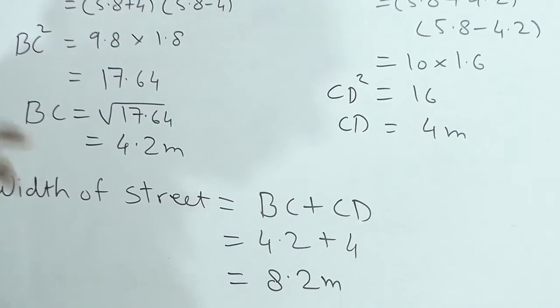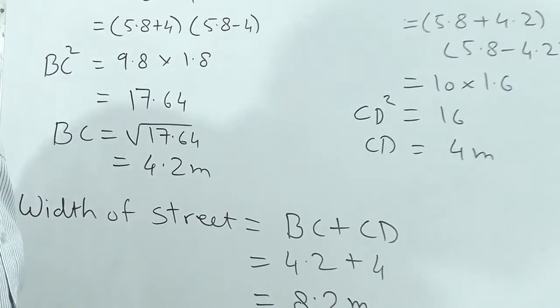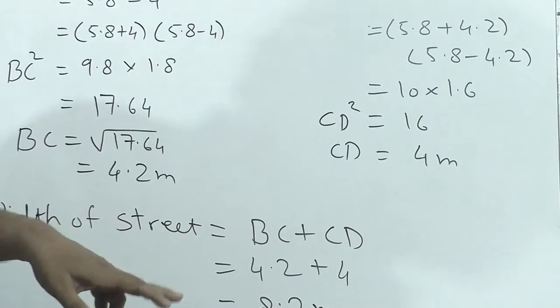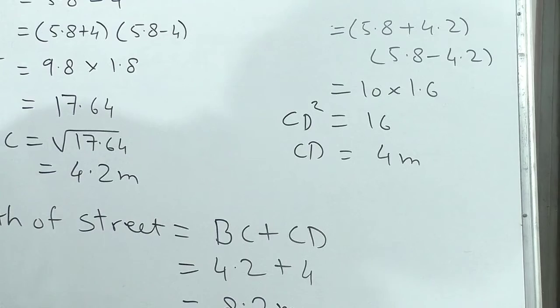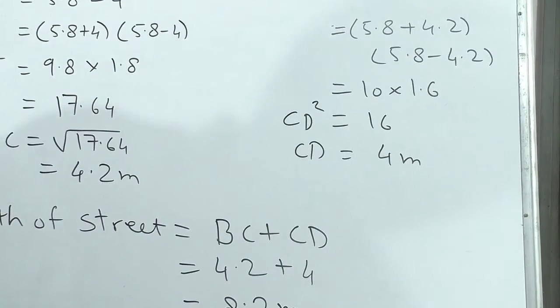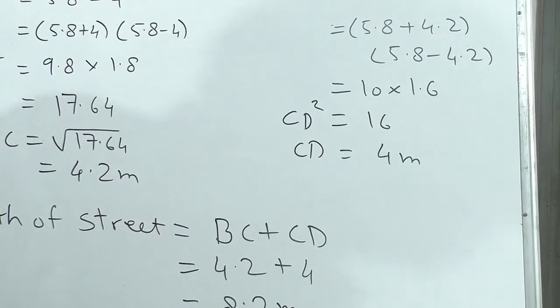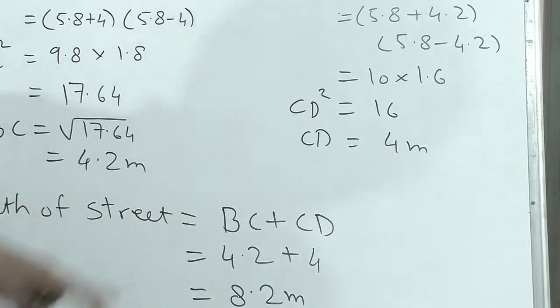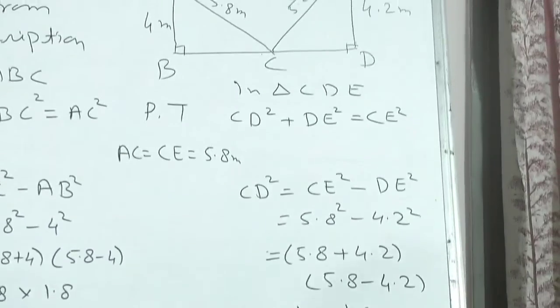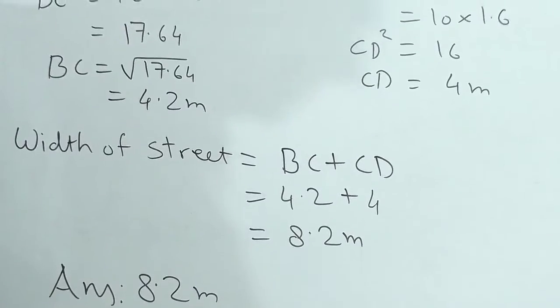You can find it by the long division method or factorize. You have done and calculated square root in standard 8. That comes to 4.2 meter. In case of any problem, you write it to me. I will teach you again how to find square root. I am there to help you. Don't hesitate to write. So the width of the street is BC plus CD. BC 4.2 plus 4, 8.2 meter. Answer 8.2 meter. And the sum is over.